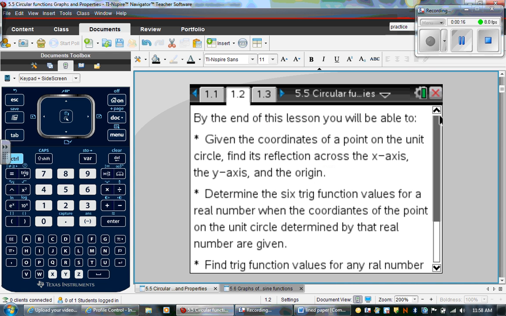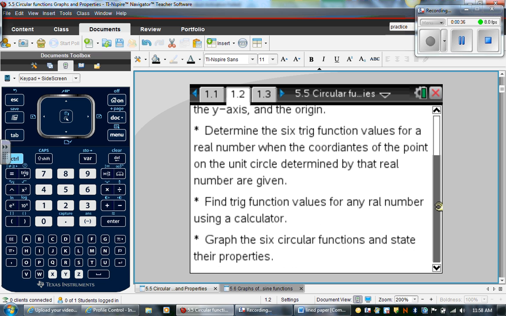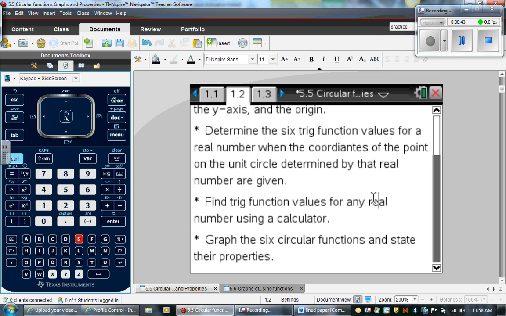Okay, so by the end of this lesson, you will be able to, given the coordinates of a point on the unit circle, find its reflection across the x-axis, the y-axis, and the origin. You will be able to determine the 6 trig function values for a real number when the coordinates of the point on the unit circle determined by that real number are given. You'll be able to find trig function values for any real number using a calculator. And you'll be able to graph the 6 circular functions and state their properties.